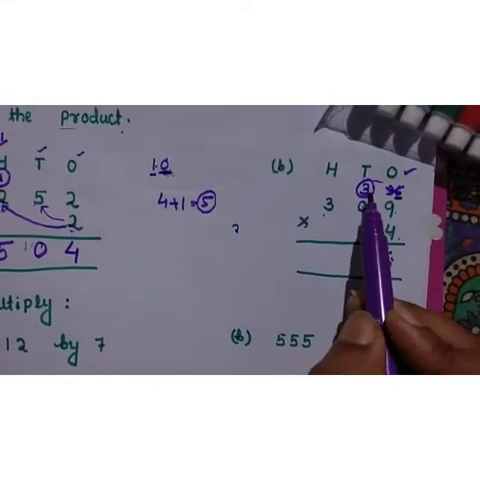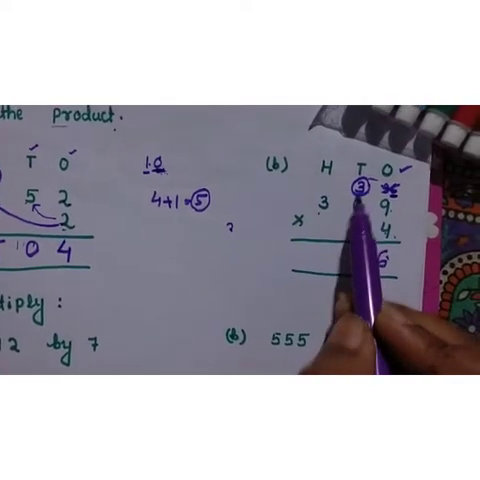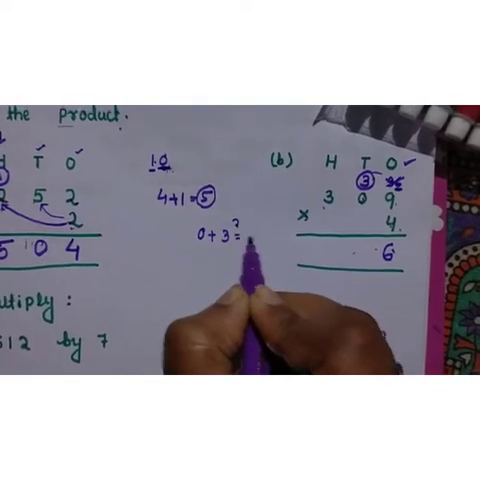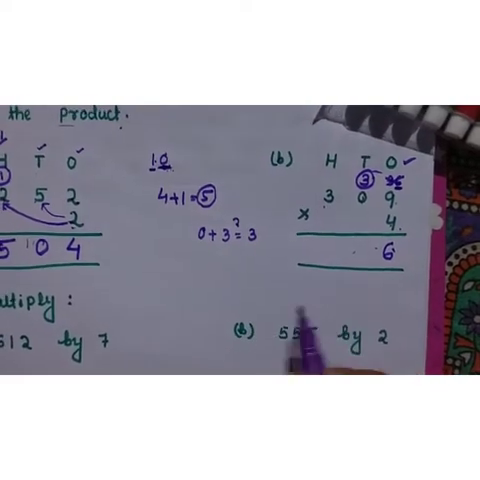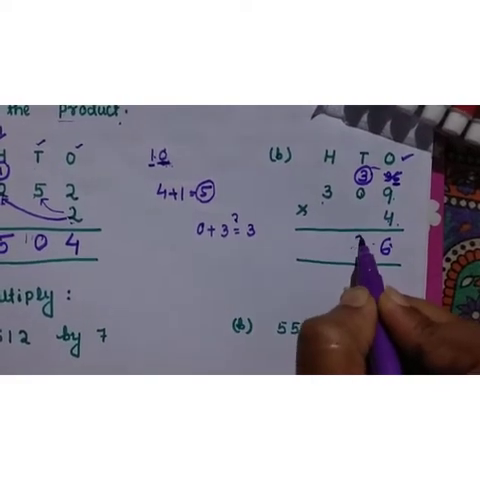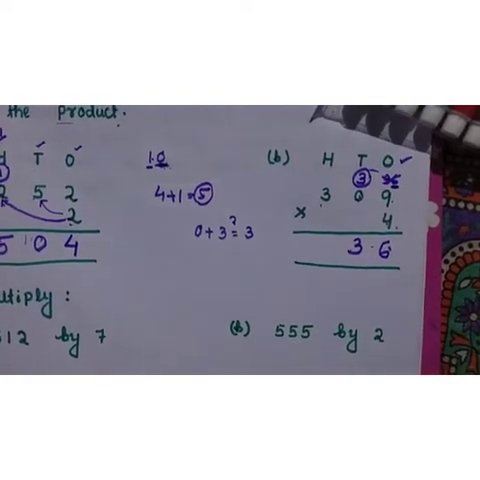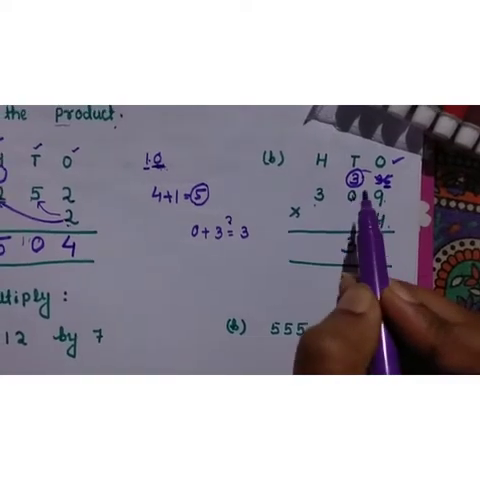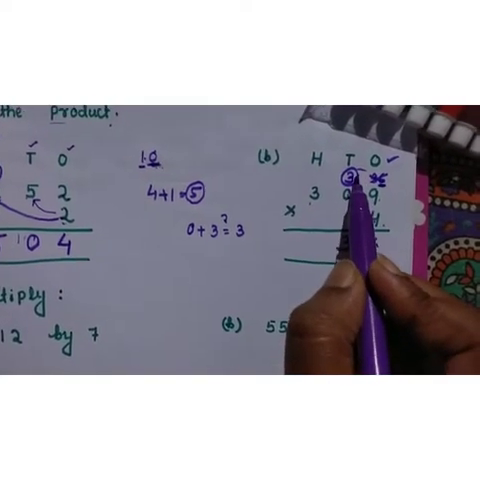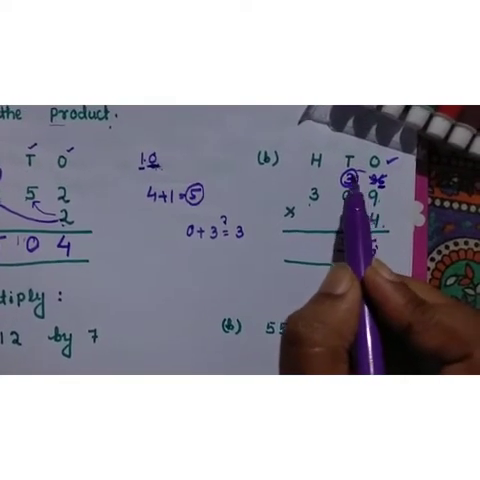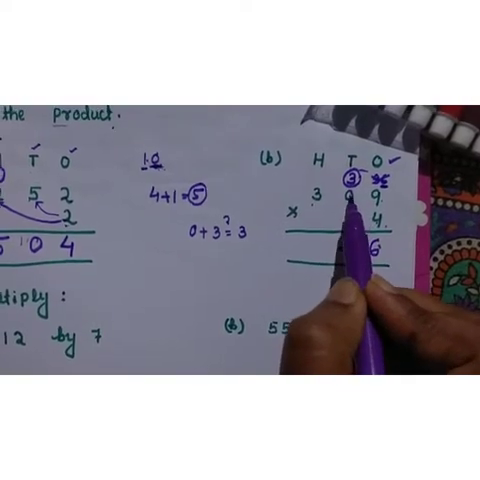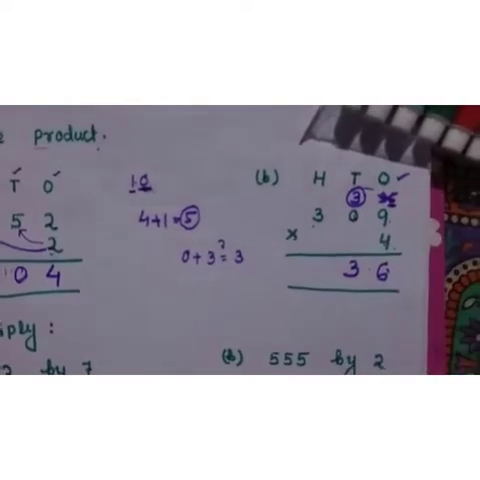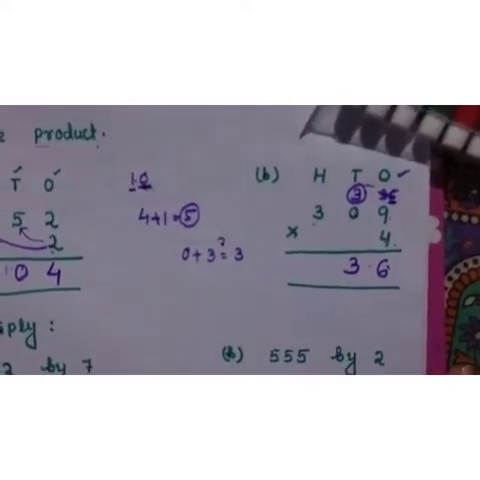No, remember the carry 3 is here. Now we add the numbers: 0 plus 3 equals 3. So we write 3 under the tens column. And remember this: you first multiply the number, and after that, if a carry is given, then you add the carry with the number. Understood?